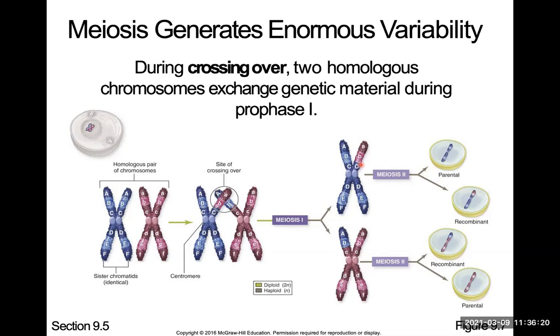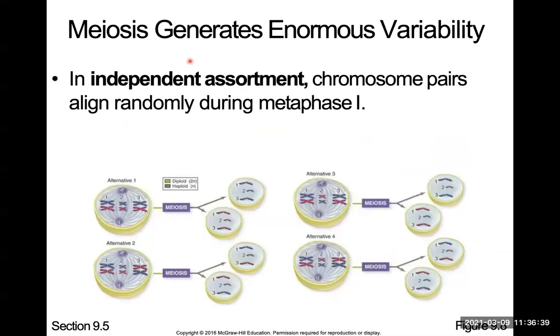That's what gives you diversity. It goes through meiosis 1, this is what you got. Meiosis 2, this is what you end up with. Parental and recombinant. When you see recombinant, it means it's recombined. So some material comes from here, it gets recombined with this. Same thing for this one. So that's called crossing over. There is something else that I need you guys to know.